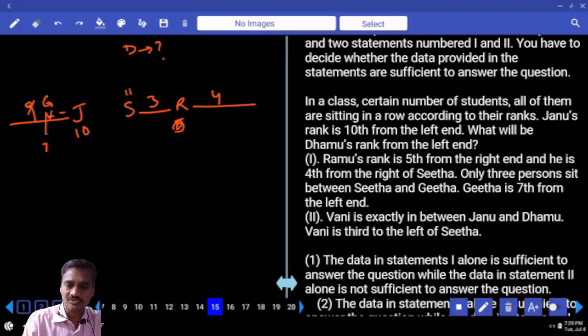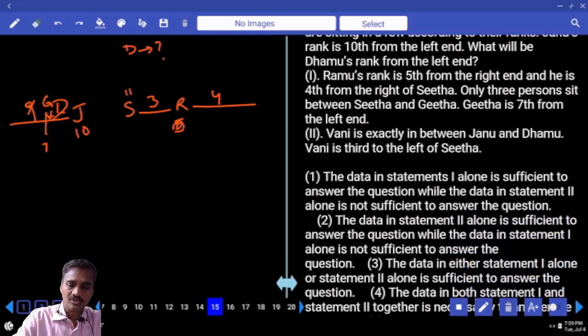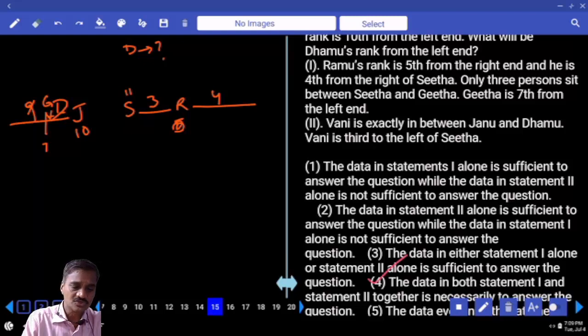Now in between these two we need to place Janu and everyone else. 1 is exactly between Janu and Damu. Janu is here. Now we are able to finalize this Damu as well. Hence what is the answer here? Both the statements are required to get the answer.